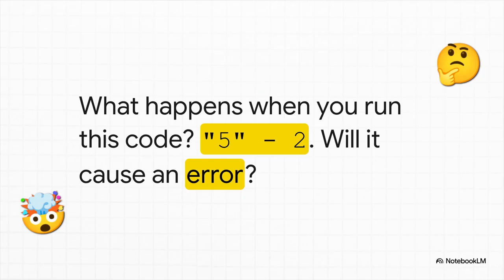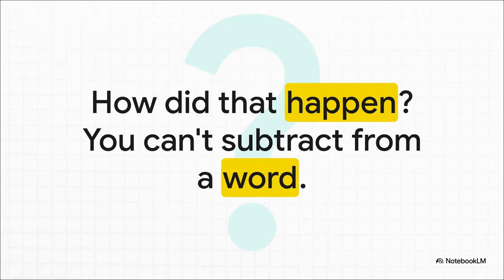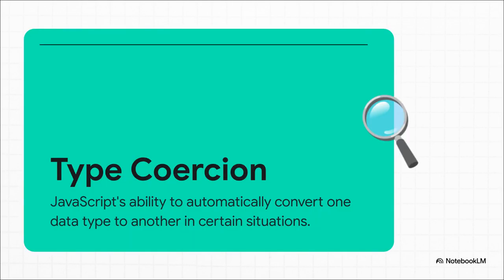We're asking it to take the string 5 and subtract the number 2. I mean, that's nonsense, right? The whole thing should just break, shouldn't it? Give us an error? Nope. The answer is 3. It actually works. Wait, what? How did that even happen? You can't subtract a number from a word, can you? And that, my friends, is the bizarre magic and also the danger of type coercion.